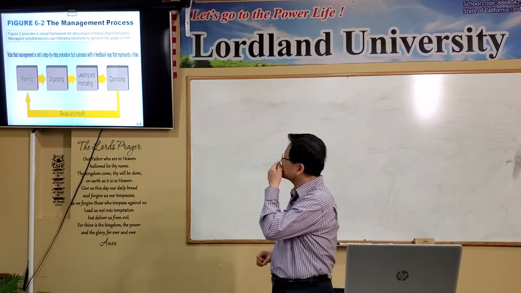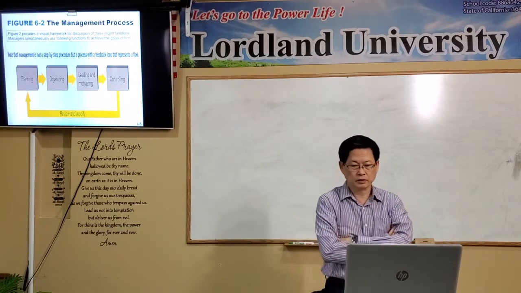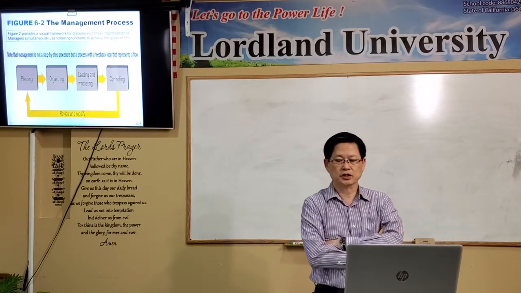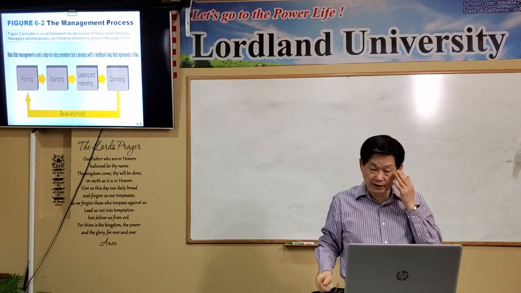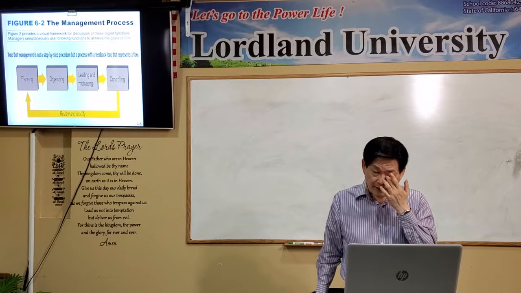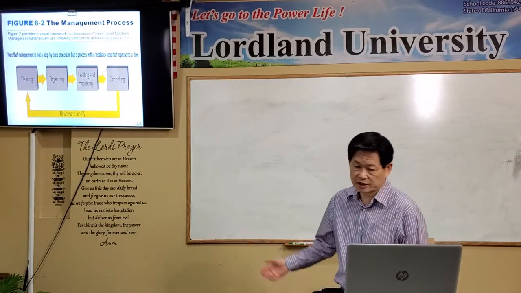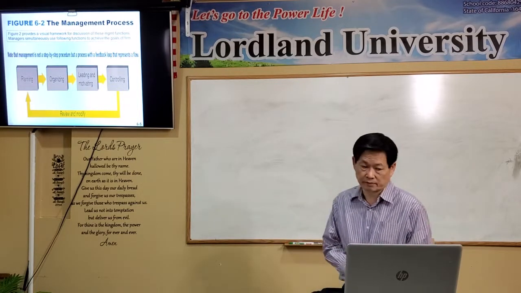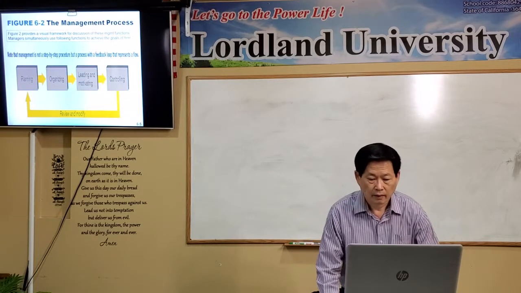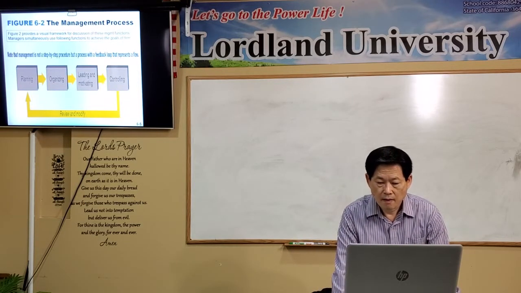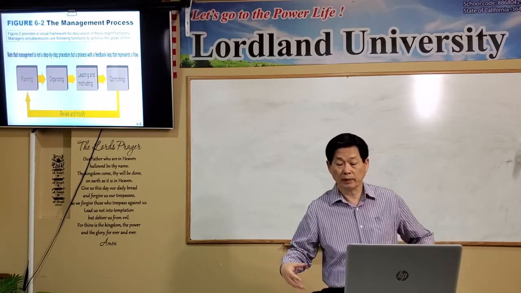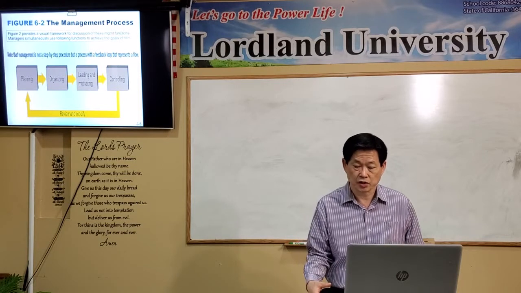Okay, figure 6-2 shows the management process. This figure provides the visual framework for discussions of these management functions. There are four management functions. Managers use the following four functions at the same time, simultaneously, in order to achieve the goals of a firm. The four processes are the planning process, organizing process, leading and motivating process, controlling process.